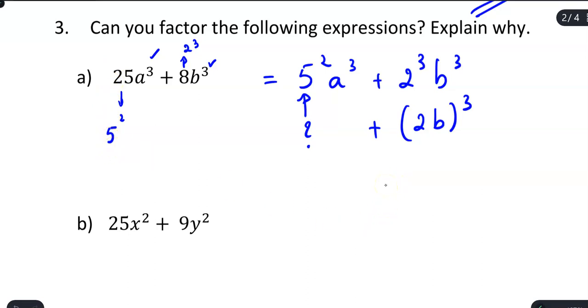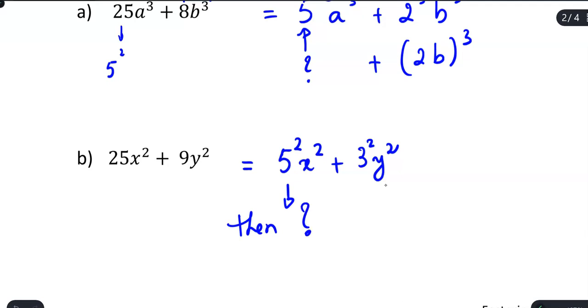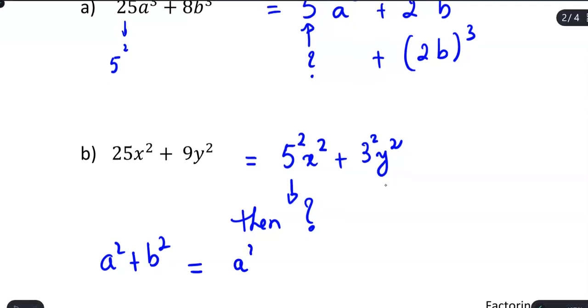All right. So for the next question, 25x² + 9y². Let's see. 5²x² + 3²y². Then what? Is there a formula involving a² + b²? Is there a special formula to factor? The answer is no, an absolute no.